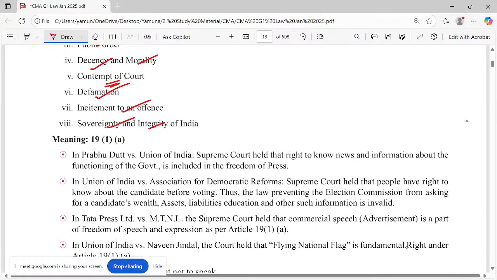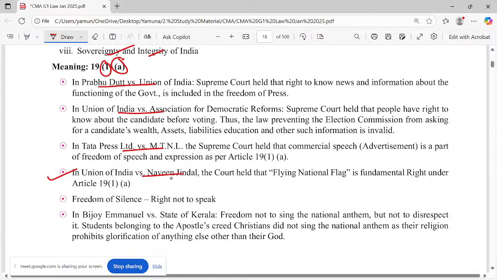Okay. So when we go for this one, Article 19(1)(a), we have specific case laws. I just leave it to you. You can just have a glance. I'm not going line by line. Probably I go for this one. In Union of India versus Naveen Jindal, the court held flying the national flag is a fundamental right. Okay. See, it's not flying the national flag only during 15th August and 26th January that is a fundamental right. Daily you could fly. Okay.